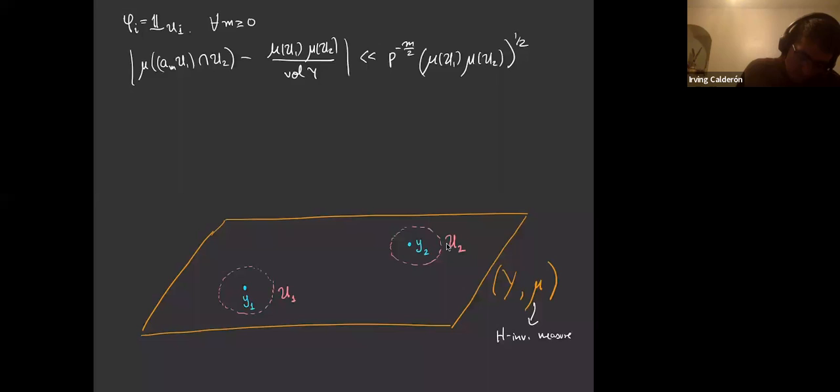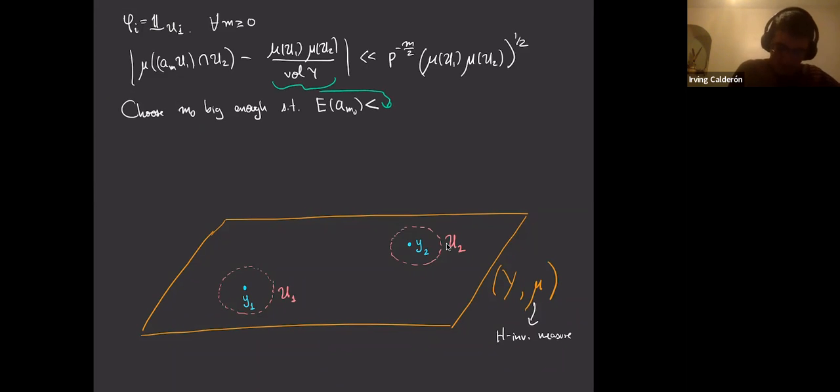So now that we have this estimate, we can choose m0 big enough such that the error term at a_m0 is strictly smaller than volume of U1 times volume of U2 divided by volume of Y. If this whole term is strictly smaller than this term right here, this means that the first term has to be non-zero. So a_m0 U1 has to meet U2.